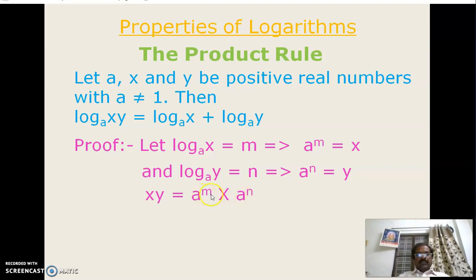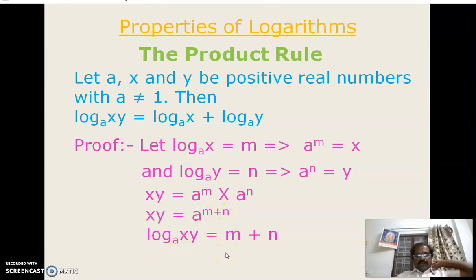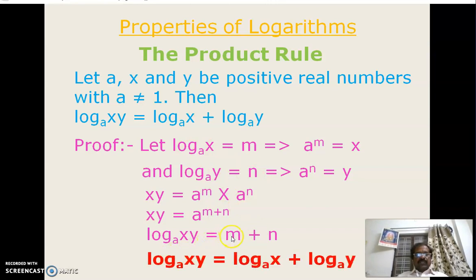So this is a to the power of m and a to the power of n, the indices are added by the laws of indices. xy is equal to a to the power of m plus n. So this is the exponential form. Convert into logarithm: log xy to the base a is equal to m plus n. Here m value and n value, substitute in this. Log xy to the base a is equal to m, which is log x to the base a, plus n, which is log y to the base a. This is the first property of the logarithms.